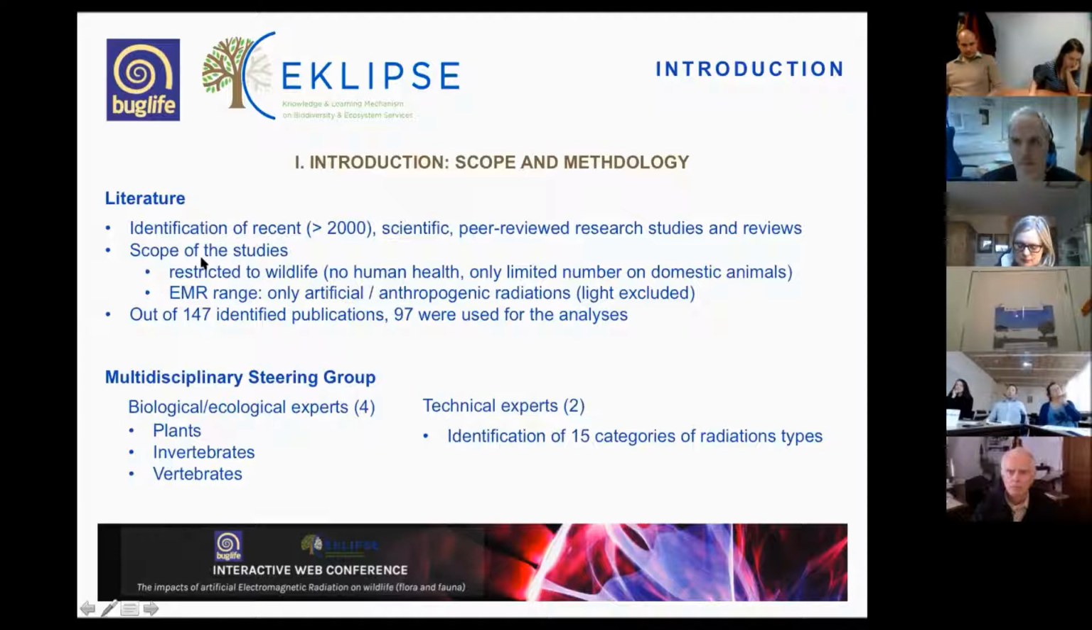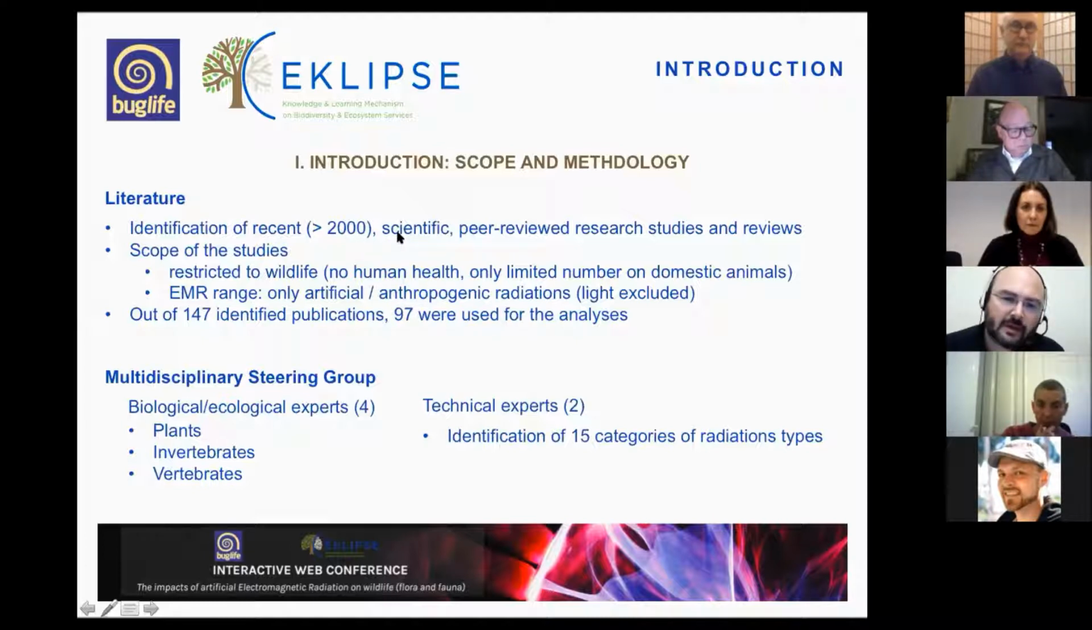Then we went on to look at the newer literature, published after 2000, focusing on the scientific literature, peer-reviewed research only, and also some reviews. The scope of our screening was to look at the effect of EMR on wildlife only. So we're not talking about human health, and there were only a very limited number on domestic animals, but we didn't take those into account.